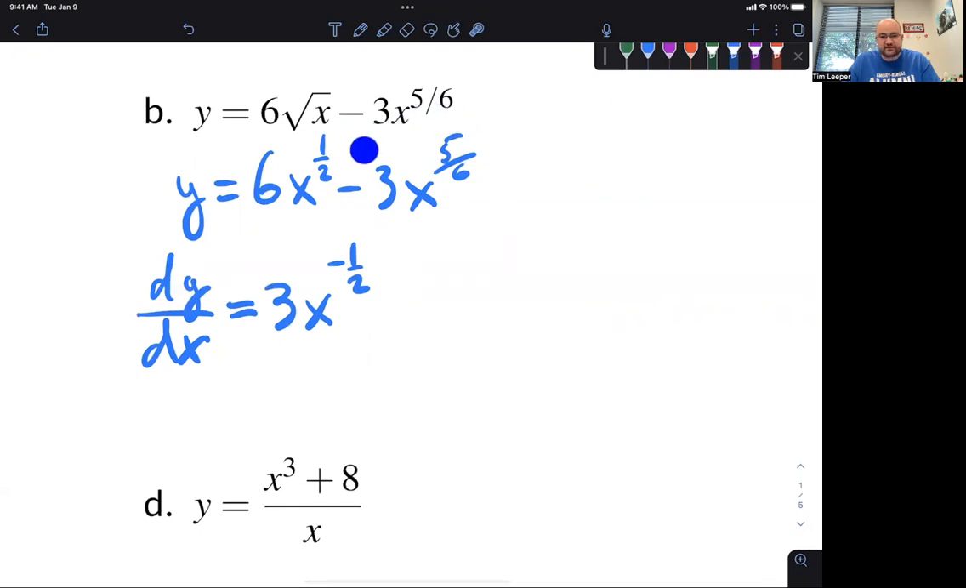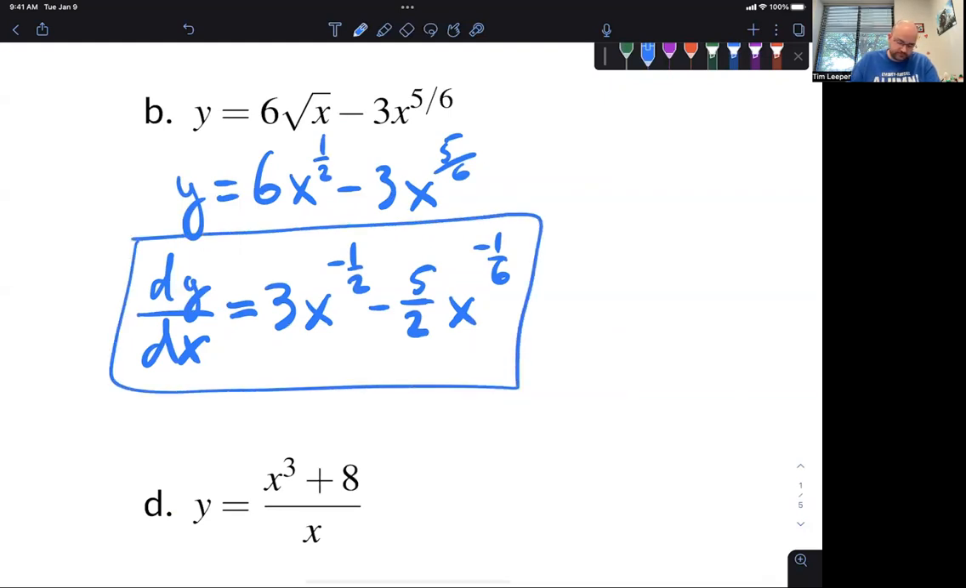Then bring the 5/6 down in front. So 5/6 times negative 3. What would that be? Negative 5/2. There we go. And then x to the, now notice that 5/6 minus 1 is negative 1/6. Good. And there you go. This is the derivative. And I'm more than happy if you just leave it there.